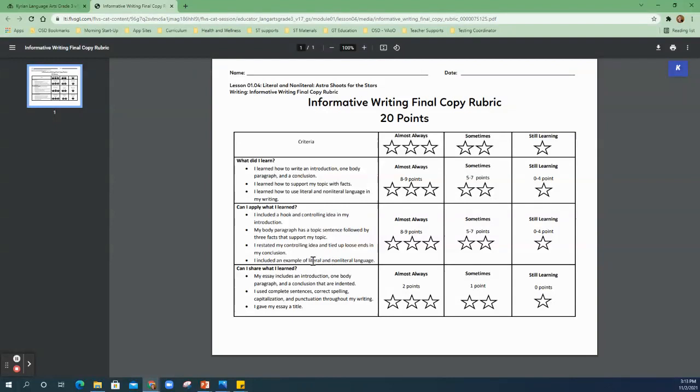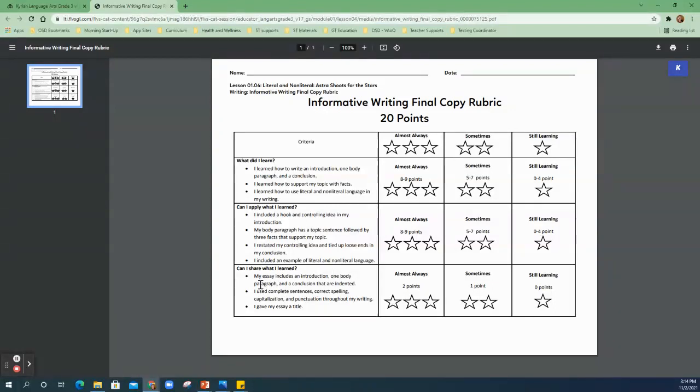Something we could think about literal would mean it's raining heavily, or an example of non-literal language would be it's raining cats and dogs. We don't mean that it's literally cats and dogs falling out of the sky. It would be translated into heavy raining. So we have to have an example of this non-literal language and an example of literal language.